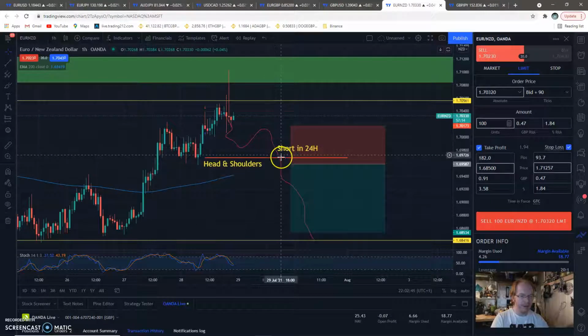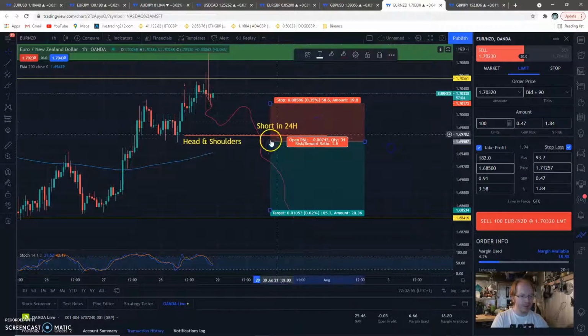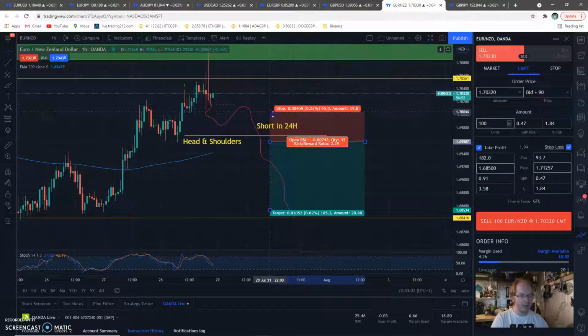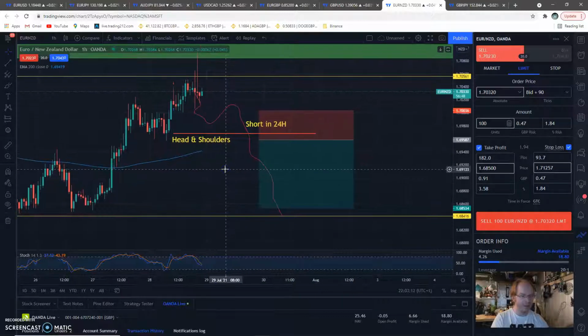And if it continues down, past the support line of the shoulders, then we're going to come in for a short position here, just below that level, with a ratio of 1.8. But we can't set a stop loss until we've seen exactly where that shoulder goes to. So we could get a 1 to 2 ratio short on that one.